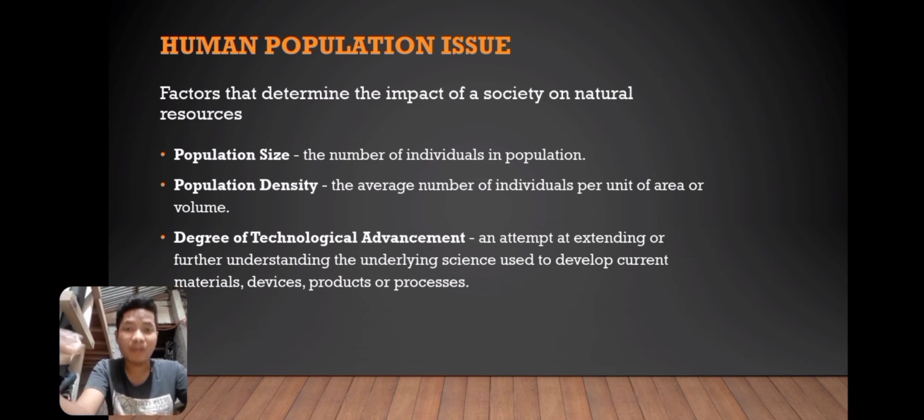Since ang environment natin is the most vulnerable, ito yung pinakaunang naapektuhan sa overpopulation. So these are the factors that determine the impact of a society on natural resources. Number one is the population size. So this simply refers to the number of individuals in a population, or bilang ng mga tao.